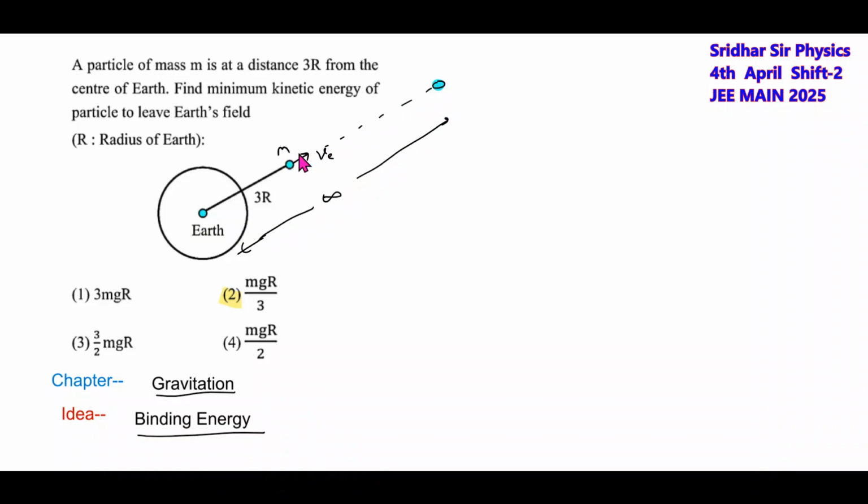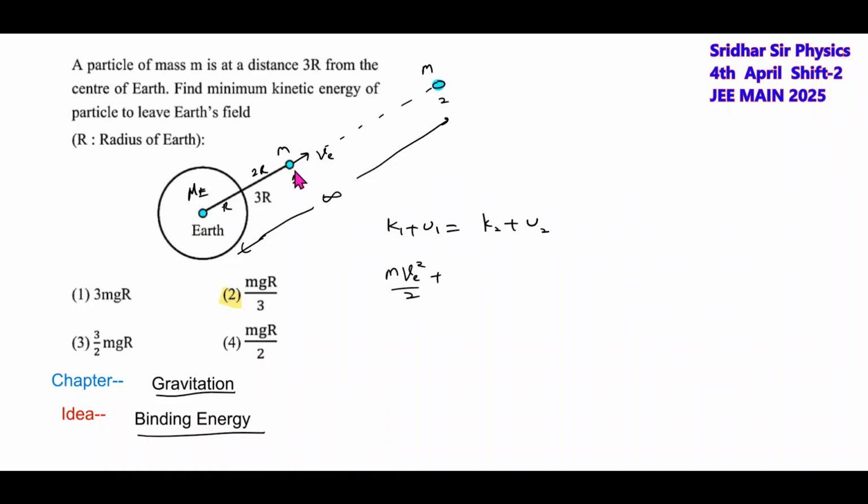The particle should be at infinity. There is a particle of mass m, mass of the earth Me, and this distance will be 2R, this radius will be R. Finally, the particle should come to rest here. We'll apply the conservation of mechanical energy between 1 and 2. Then kinetic energy at 1 plus potential energy at 1 equals kinetic energy at 2 plus potential energy at 2.